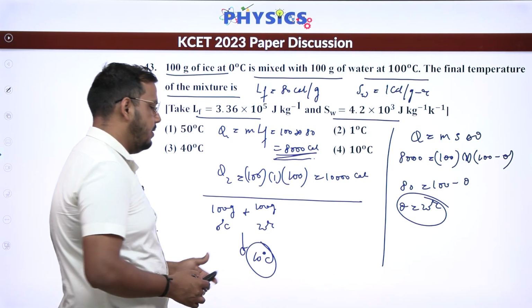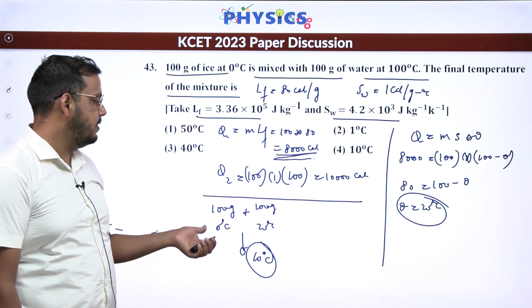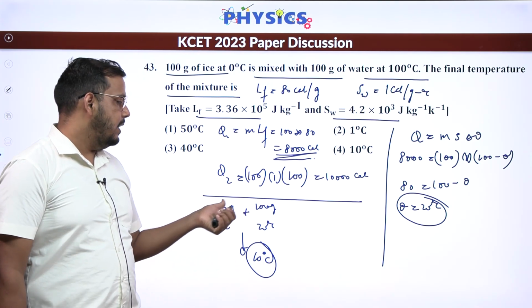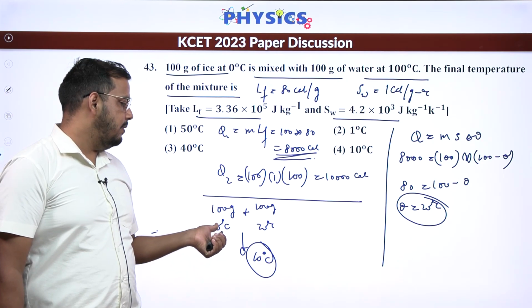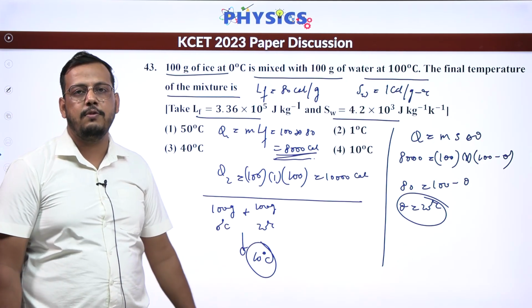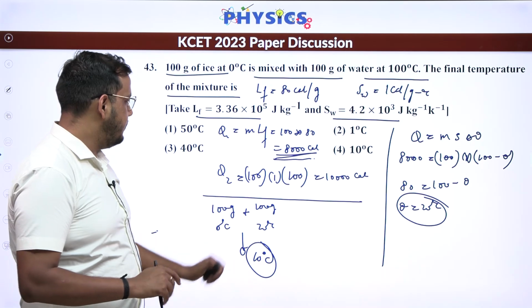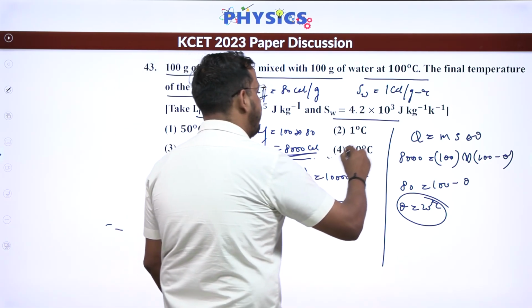No need to apply the equation, we can directly write it because this is a fact: the masses are the same and the state is the same. So the final temperature will be the average of these two temperatures, that is 0 plus 20 by 2. So the answer will be 10 degree Celsius. So option 4 is correct.